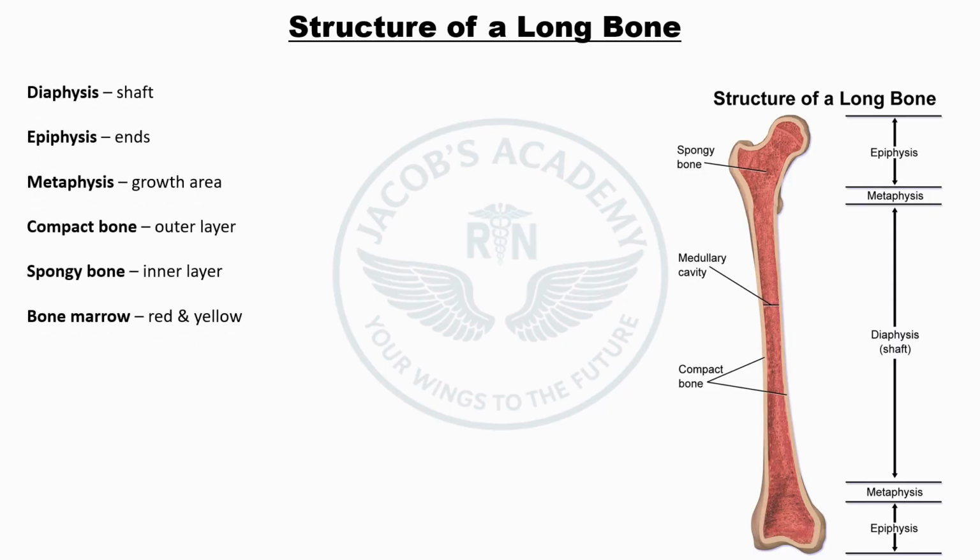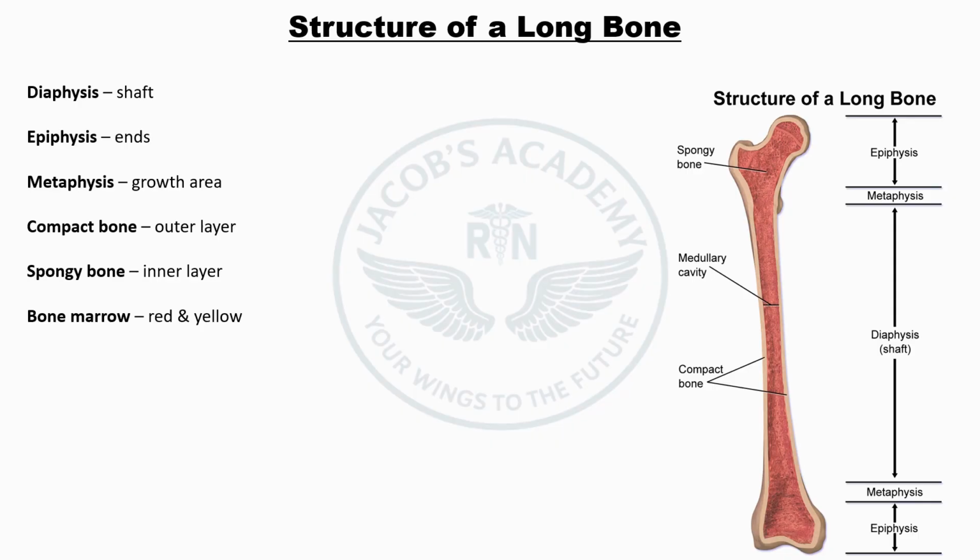So next we can see the structure of a long bone. A long bone has a specific structure with different parts. So here we can see one by one: the diaphysis, which means the shaft of the bone. Coming to the epiphysis, which forms the ends of the bone. Between them is the metaphysis, which is the growth area of the bone.